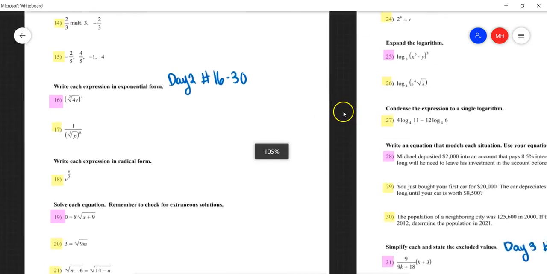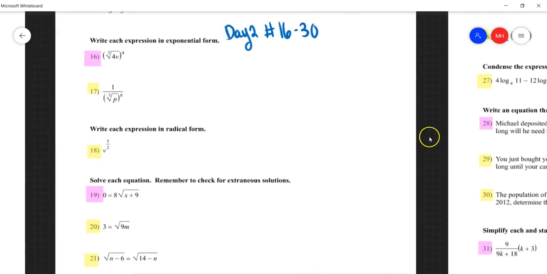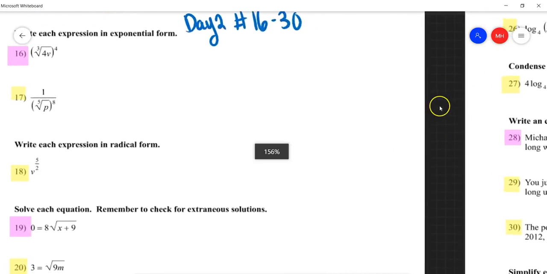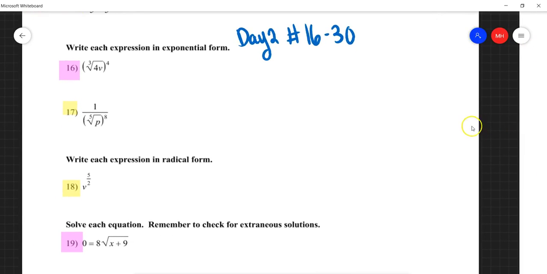So in day 1, we stopped right before getting to exponential form. So this section says write each expression in exponential form, and the one beneath it says write each expression in radical form. So I'm going to write the rules for this, and these can be used vice versa. So I could go from radical to exponential or exponential to radical using these rules.